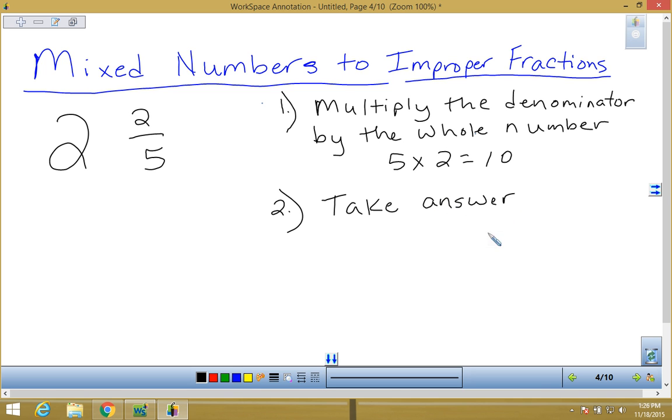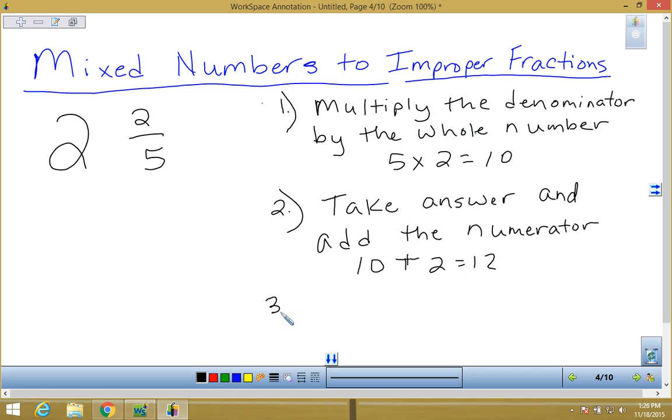Does anybody know what you do? Nami? Add it to the numerator. And add the numerator. Good. So I take this 10 and I add the numerator, which is 2. So 10 plus 2 is 12.